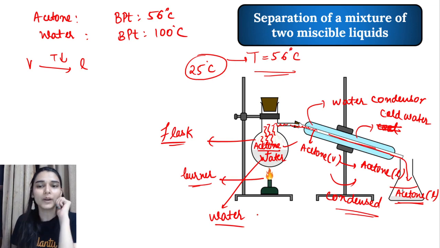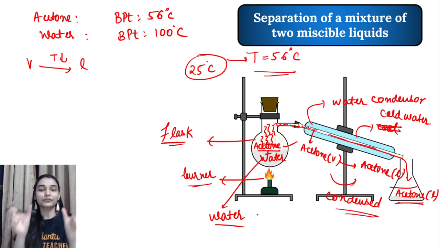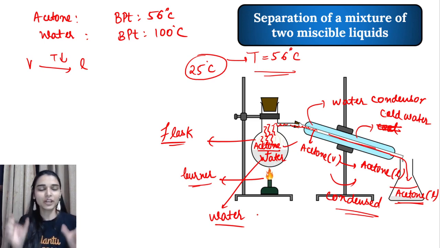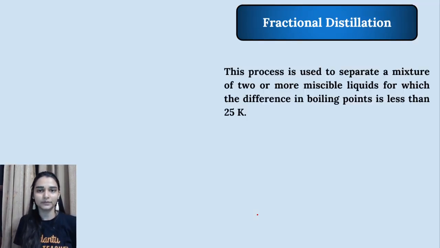ठीक है. So what is the principle that I am using in distillation? That is the difference in boiling point of the two liquids. ठीक है. Based on that difference in their boiling point, they are getting separated out at a different place at different time interval. Okay, that's how you have to do it.